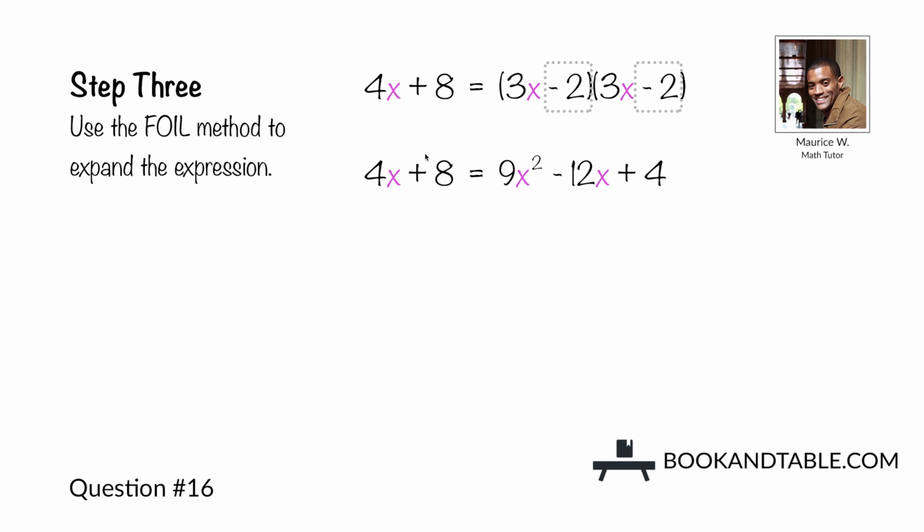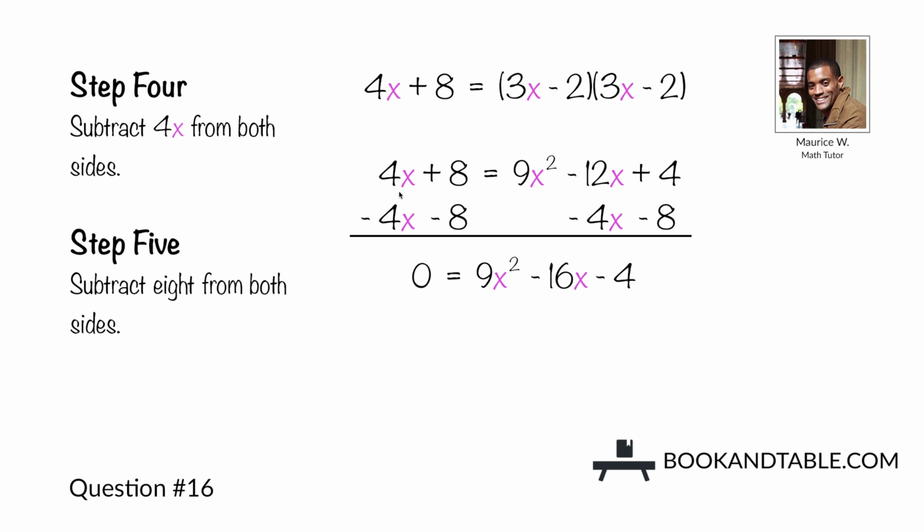Step 4, we now want to subtract 4x from both sides to move this over. And step 5, we want to subtract 8 from both sides to move that over, giving us our desired 0 on the left side. And on the right side, we have 9x squared. Negative 12x minus 4x is negative 16x. And 4 minus 8 is negative 4. So now we have this quadratic, 9x squared minus 16x minus 4.